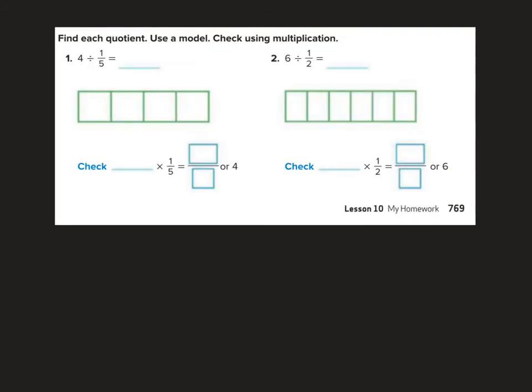Find each quotient using a model, check using multiplication. So I need to cut 4 blocks into fifths. Okay, 1, 2, 3, 4, 1, 2, 3, 4, 1, 2, 3, 4, 1, 2, 3, 4. So if I'm counting these, I would go 5, 10, 15, 20. So our answer here is 20.